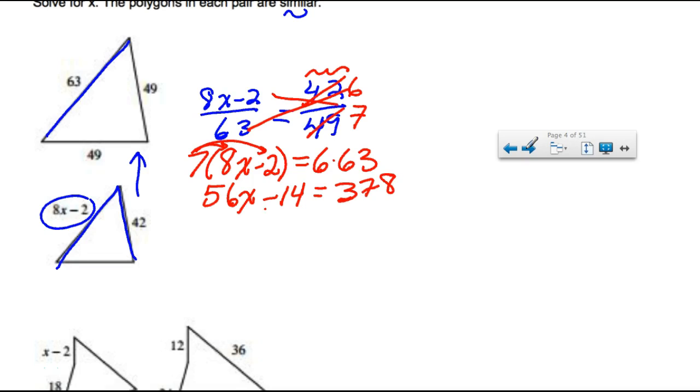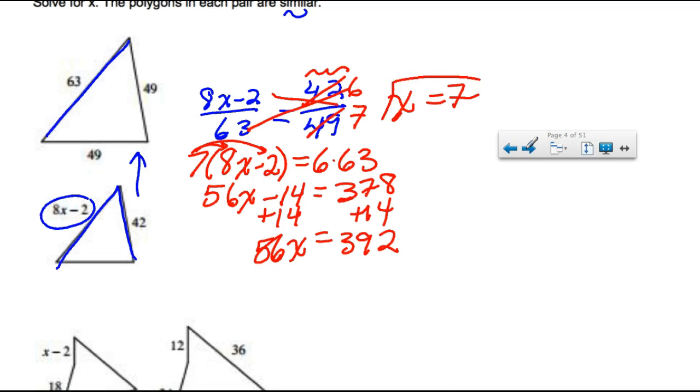I'm going to add 14 to both sides, trying to attack that x. It gives me 392, and that's what 56x is equal to. So I'll divide both sides by 56, and I get a nice 7. All that work, and x is a beautiful 7, and I'm done.